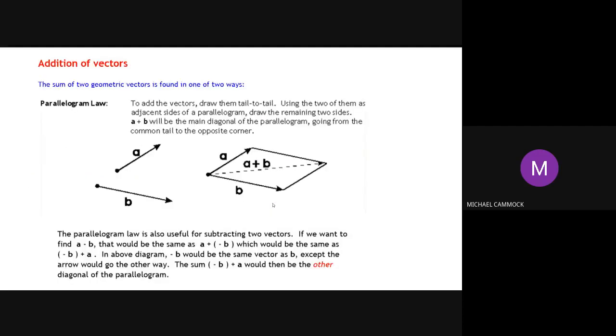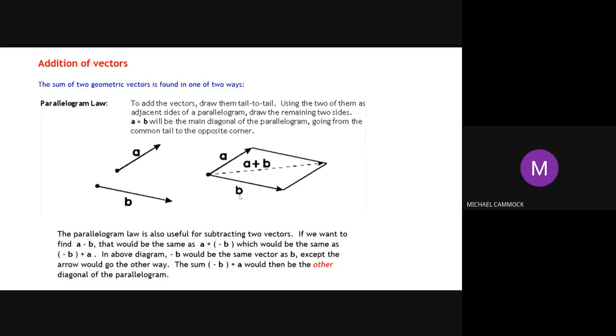So let's get started. How do I add two vectors? The sum of two vectors can be found in one of two ways. There is the parallelogram law, and you can see that I have two vectors here, A and B, and I can put them tail to tail, as you see in this diagram. So here's vector A pointing up and to the right, vector B pointing down and to the right as well. Putting them both together, I can represent the sum of those two vectors as this side here, which represents the diagonal between them, right?